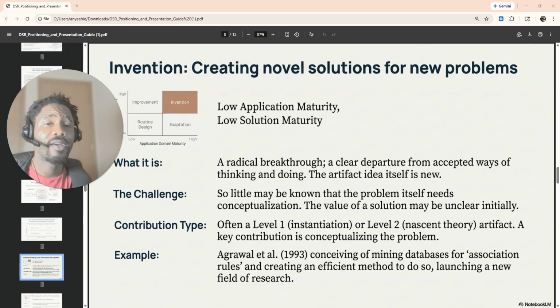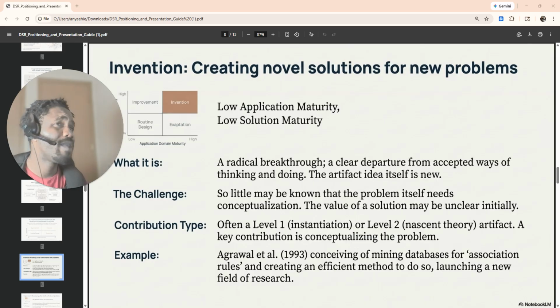And if you're in this quadrant, your contribution is often the conceptualization of the problem itself. You're trying to conceptualize, maybe not actually building it, but conceptualize the problem. That's like a new invention. So, like I said, the challenge is that little may be known about the problem itself, and it needs conceptualization. The value of the solution may be unclear initially.